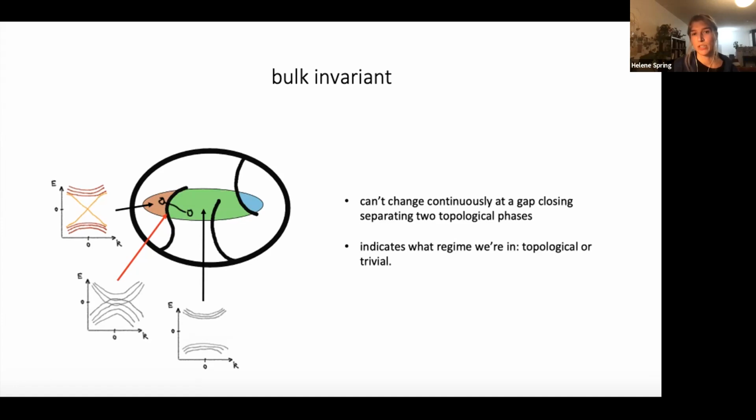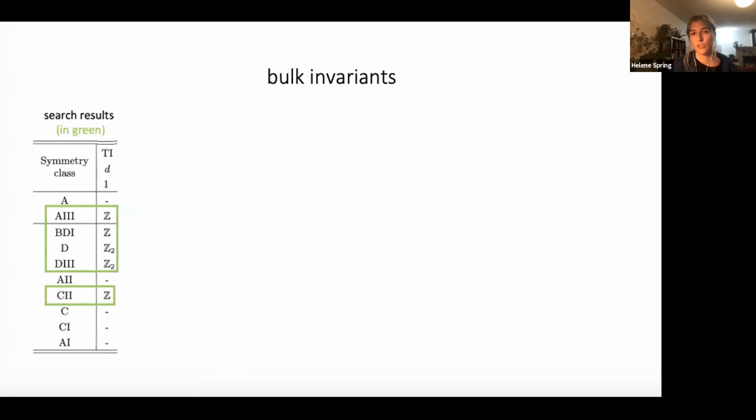The form of an invariant is strongly dependent on the symmetry class of the model it belongs to. So we're interested in constructing the bulk invariants in the following symmetry classes.